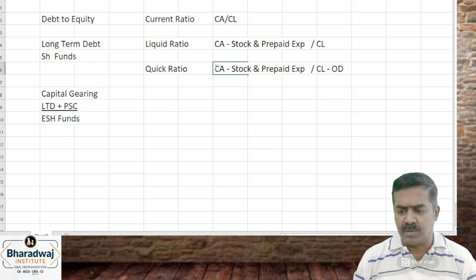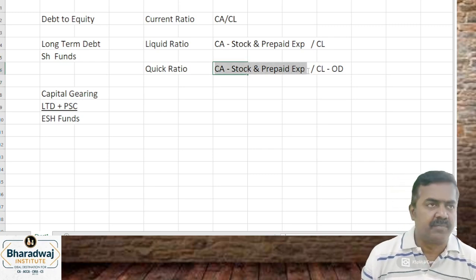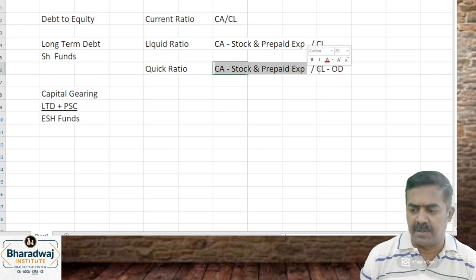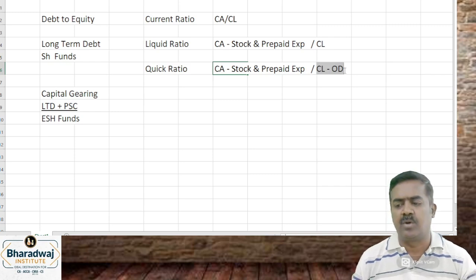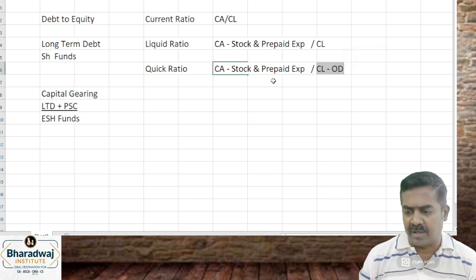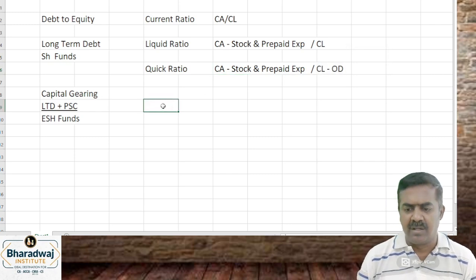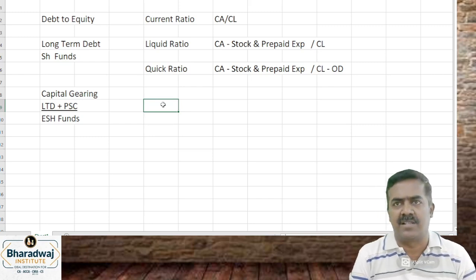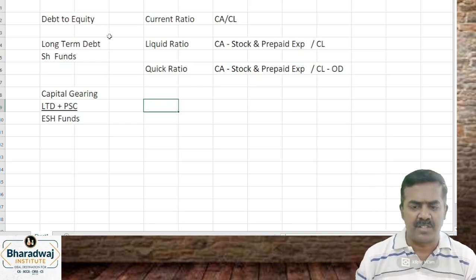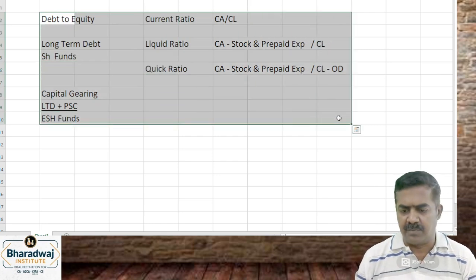Quick assets means quickly convertible into cash. Current assets minus stock and prepaid expenses divided by current liability minus OD. OD can be rolled over, so we eliminate OD to get quick liabilities. That is called as which one? Quick ratio. If they ask you cash ratio, cash divided by current assets and work out. So just to recap certain basic formulas.